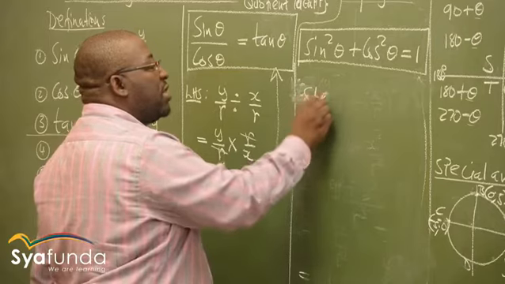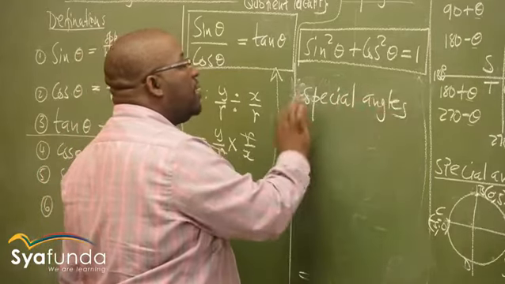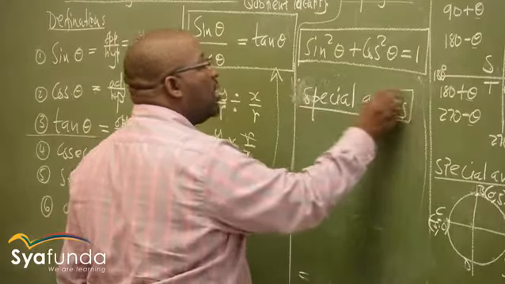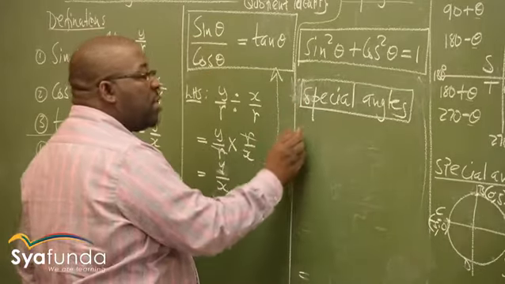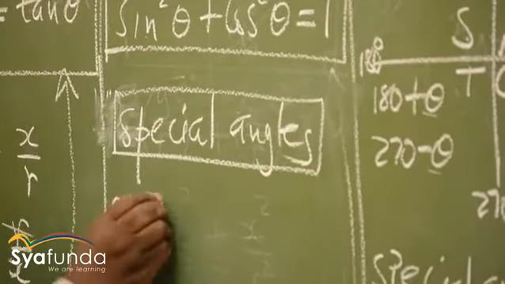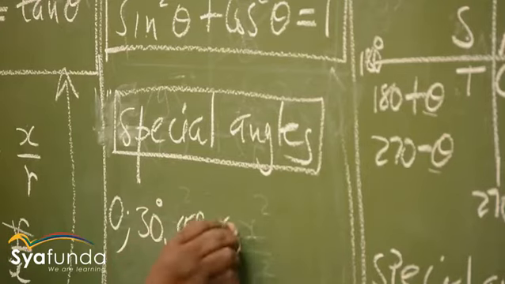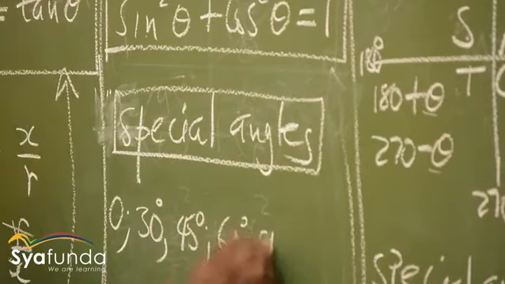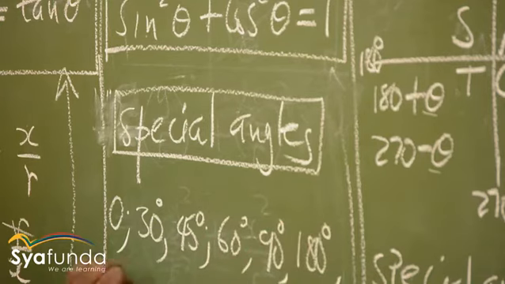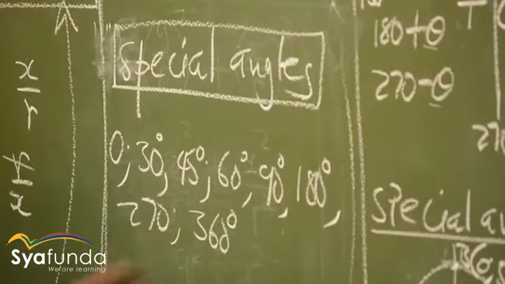These are special angles. Angles that we can find without using a calculator. These are called special angles. All of them together. The smallest is 0, followed by 30 degrees, followed by 45 degrees, followed by 60 degrees, followed by 90 degrees, followed by 180 degrees, 270 degrees, back to 360 degrees. All these are special angles.